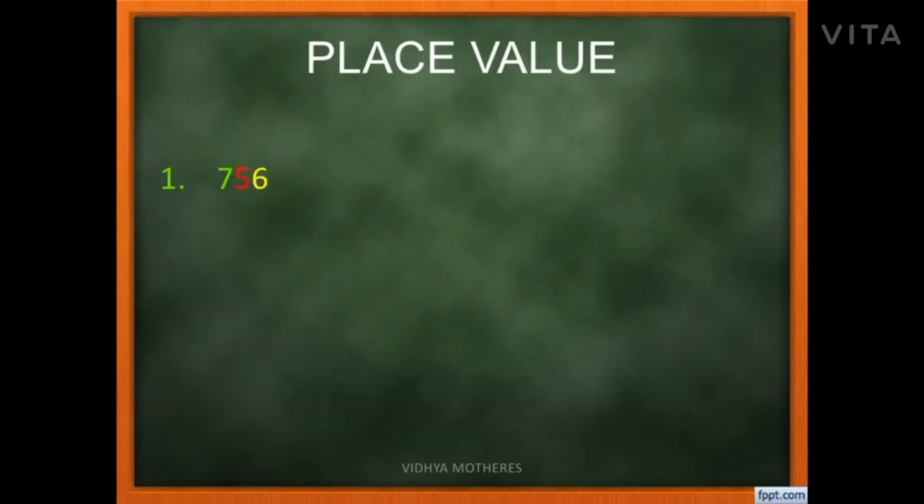Now let's see some examples. Example number 1, 756. In this number, how many digits are there? 3 digits. So we have to assign 3 places. We will assign the places based on the number of digits. If there are 2 digits, then we will assign 2 places. If there are 4 digits, then we will assign 4 places from the place value chart. Now, because we have 3 digits, we will be assigning 3 places.